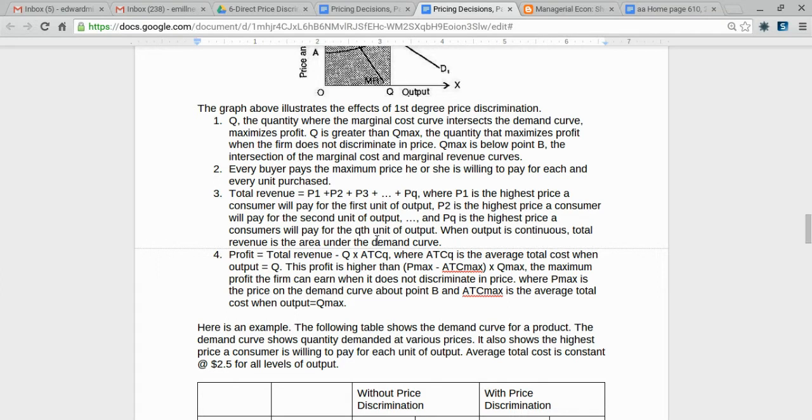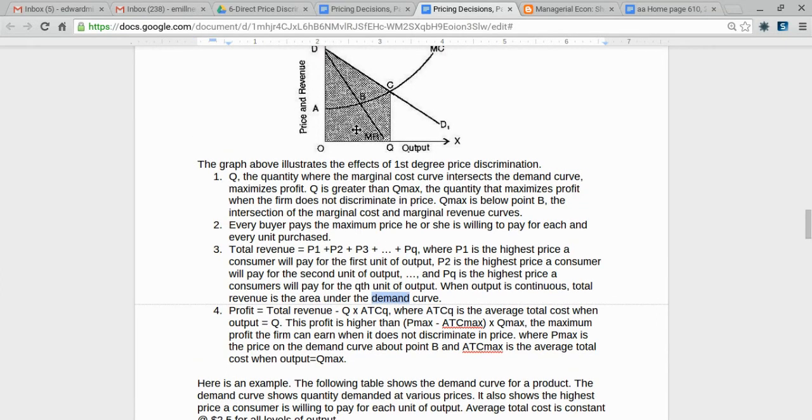Let's scroll up and look at this a little bit. Pmax will be the price charged at Qmax. Pmax is the price on the demand curve just above B. So it'll be right where my cursor is right now. It's the price the firm charges when it maximizes profit at a uniform price, minus the average total cost that it pays when it produces Qmax, times Qmax. And this profit is going to be less than the profit earned when the firm engages in first-degree price discrimination.